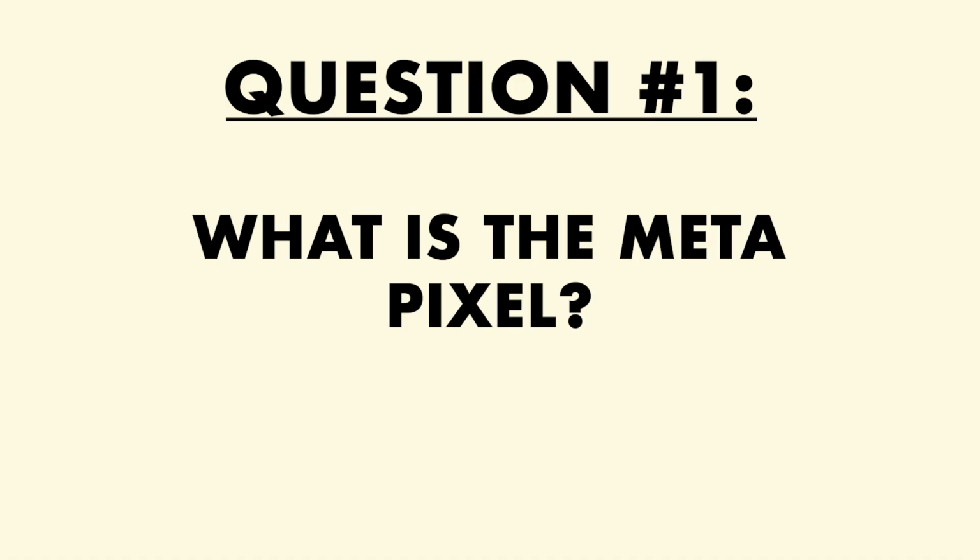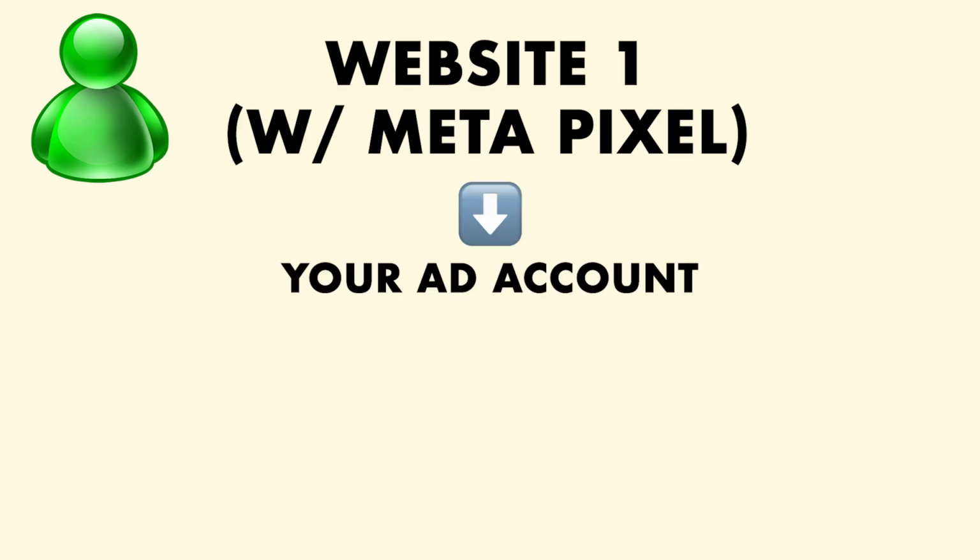So question number 1 is, what is the Metapixel? And that is a pretty good question. The basic answer is that the pixel is a piece of code, a snippet of code that allows for data tracking. Think of it as a labeling system for your data. So it helps to have an example maybe of how the pixel is used. So let's imagine one website with your Metapixel on it. When a user interacts with the website that does have the Metapixel, that user's data will be passed back to your ad account. So your ad account will be able to see different actions that person took on your website.